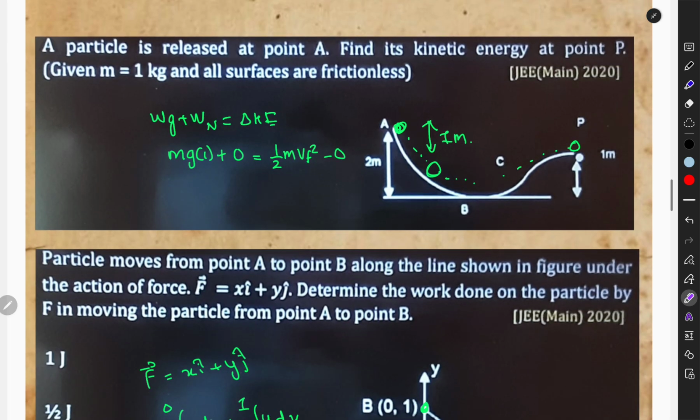Next question, a particle is released from point A. Find the kinetic energy at point B. So yeah, work done by gravity is there. So we need to find this distance between them, which is basically 1 meter, right? So this is 2 meter and this is 1 meter, and the displacement is basically 1 meter along the y-axis. So this 1 meter will be used in mgh, where h is equal to 1 in this case. Plus 0, as the normal force is perpendicular, so it will be 0. And yeah, kinetic energy equation, and you can find the answer.